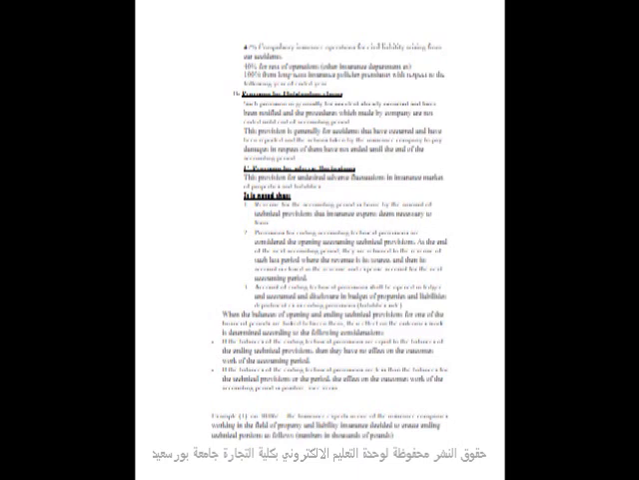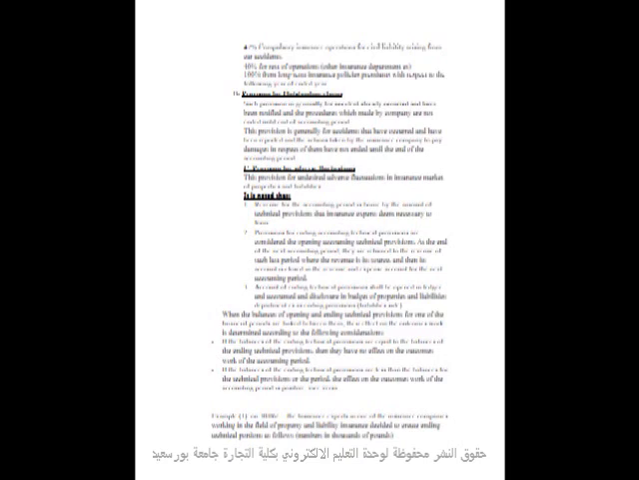The ending technical provision should be opened in a ledger, accounted for, and disclosed in the budget of the property and liabilities department. When the balances of the opening and ending technical provision for one of the financial periods are linked, their effect on the outcome of work is determined according to the following considerations. Number one, if the balance of the ending technical provision is equal to the opening provision, then they have no effect on the income statement. If the balance of the ending provision is less than the balance of the beginning, the effect on the outcome of work for the accounting period is positive, and vice versa.